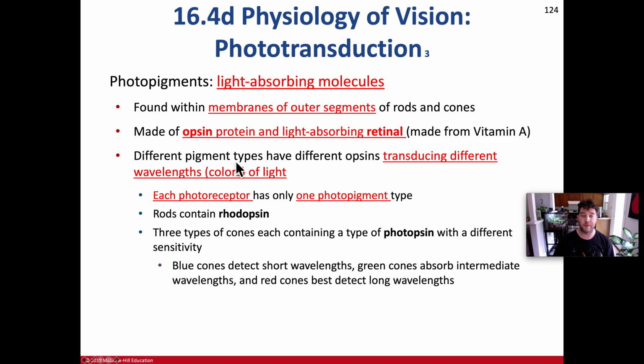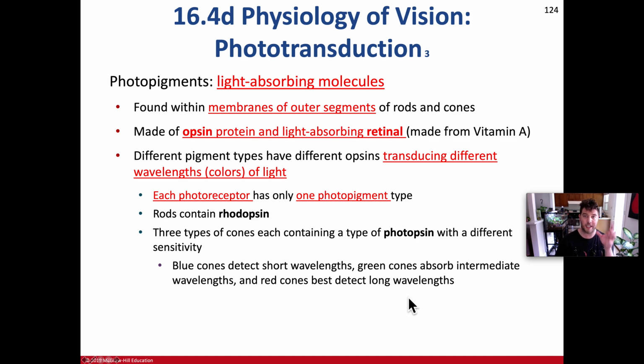Different pigment types have different opsins, transducing different wavelengths of light. So basically, for each wavelength of light, you have a specific receptor that's going to respond to it. So each photoreceptor has only one photopigment type. The rods contain rhodopsin, so opsin protein. So in the rods, rhodopsin. And then the cones have what's called photopsin. And there are three different types of photopsin molecules in the cones. You have blue cones, green cones, and red cones. The blue cones detect short wavelengths, green intermediate, and red detect long wavelengths best.